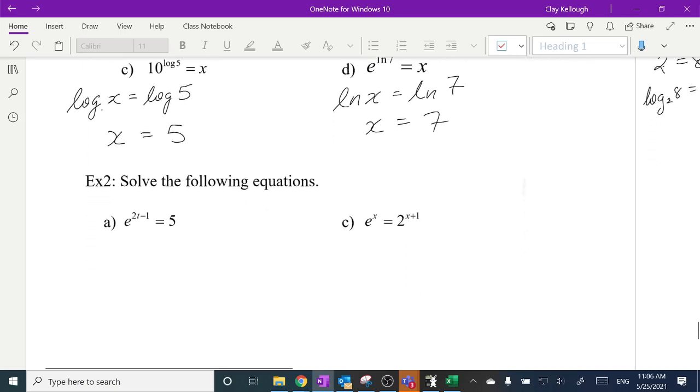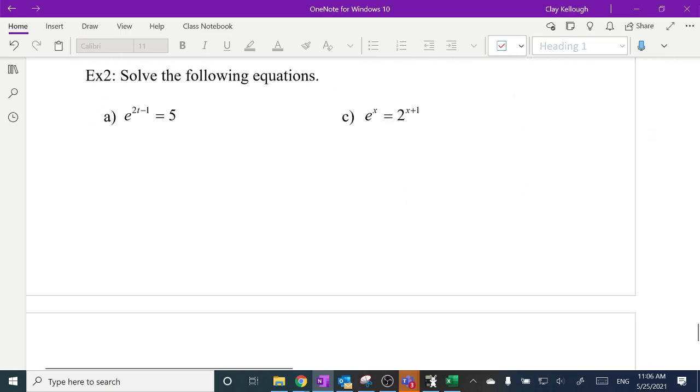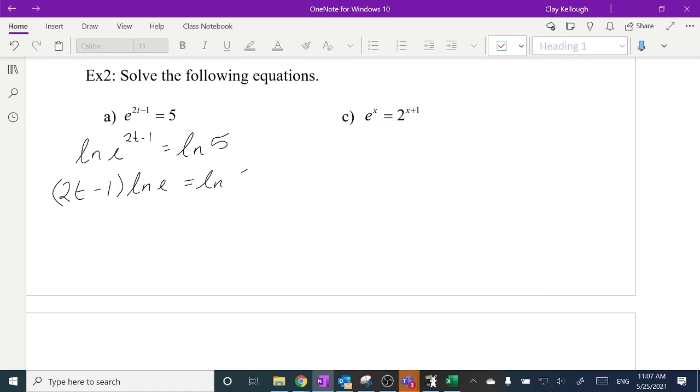Now, let's do some algebra, the same as what we did with regular exponent equations. Since e is the base, instead of taking the log of both sides, I'm going to take the natural log of both sides. And then exponents can, of course, become coefficients. I'll do this in 2 steps so I don't lose anybody.